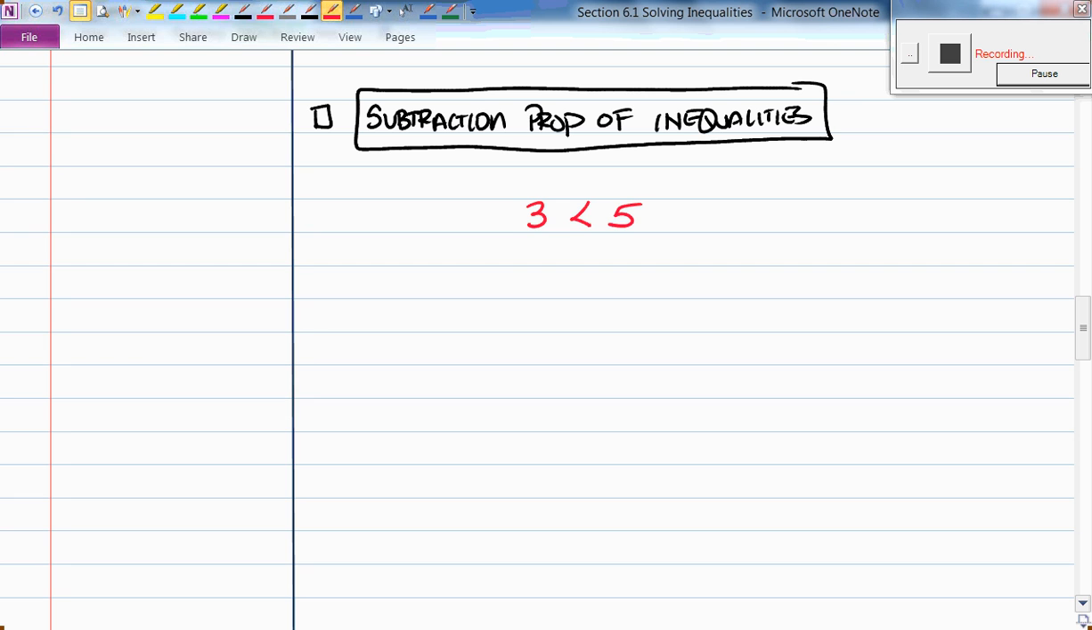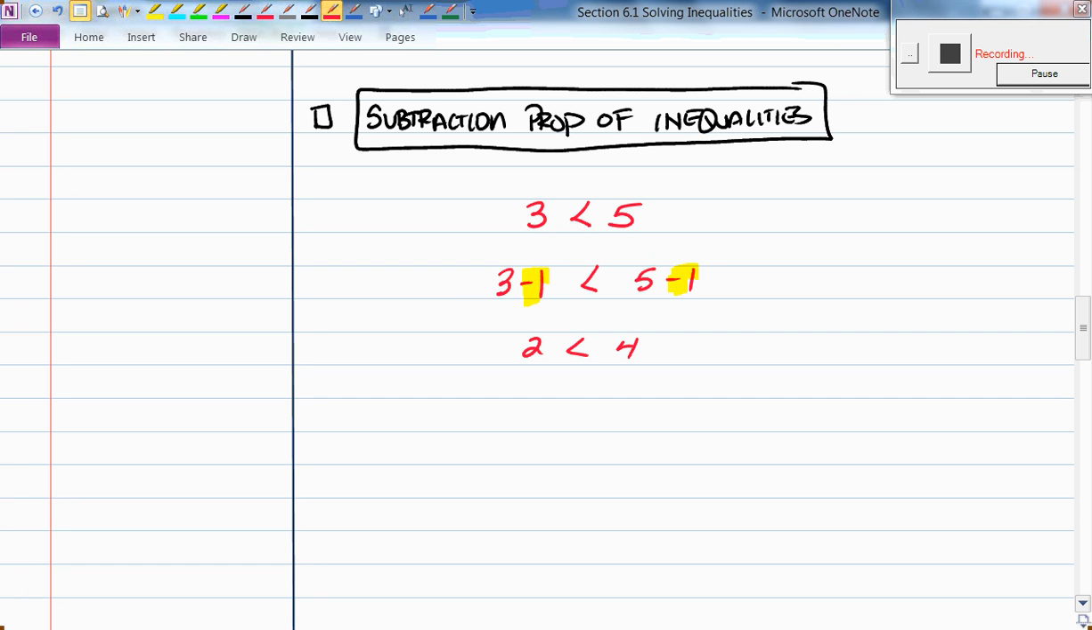All right, now I'm going to subtract 1 from each side. Watch this. I'm going to say 3 minus 1. And the question is, is that less than, greater than, or equal to 5 minus 1? So notice that all I've done was subtract 1 from each side. How does that affect the inequality sign? What do you guys think? It doesn't. It still says that 2 is still less than 4. We agree with that? All right, good.